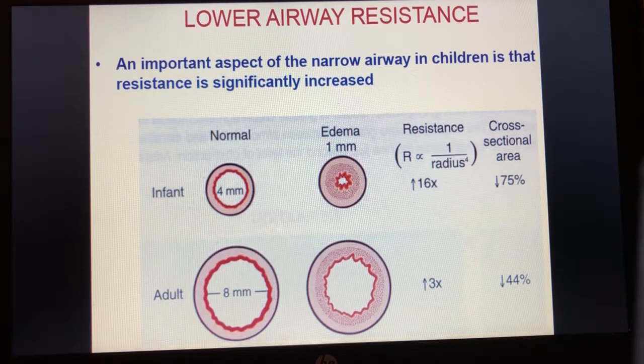And then you can understand how resistance is disproportionately increased by the same inflammation, i.e. a virus, for example, such as in bronchiolitis in an infant. And that's why infants get bronchiolitis and adults don't.